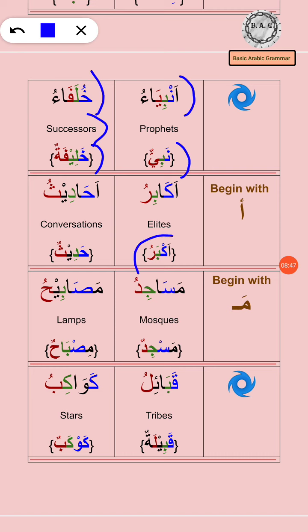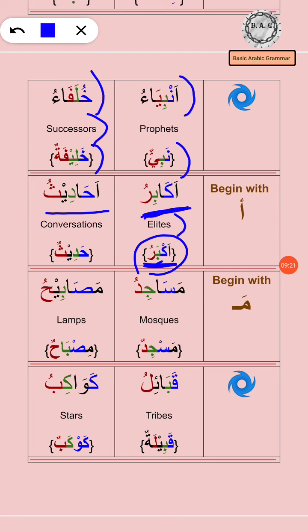Next example is akabiru. Now the root word here is akbaru, the elite, and akbaru is singular, of course, and akabiru is the plural, jama. And once again, there is no such thing as elites in English. It's the elite, all right. But since we are more concerned about the translation and the closest translation in Arabic, therefore we are going to write elites.